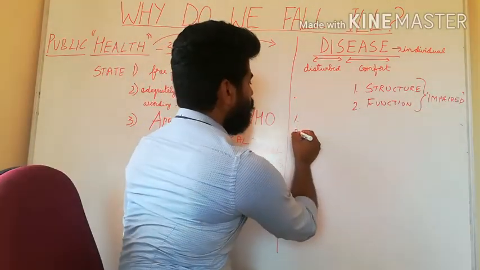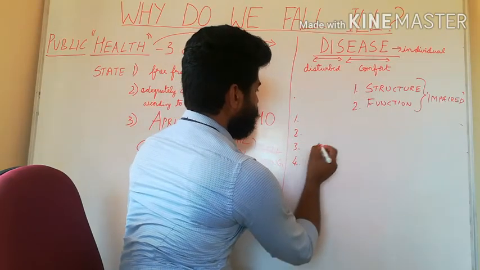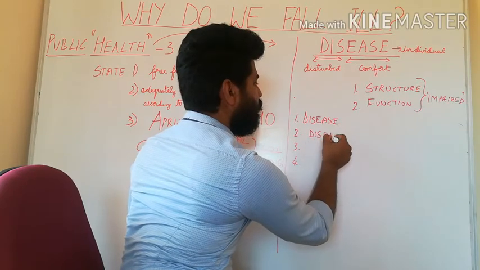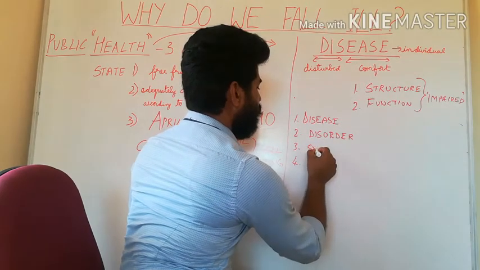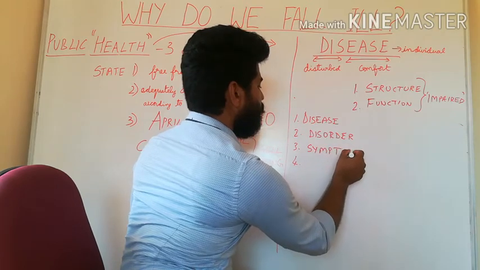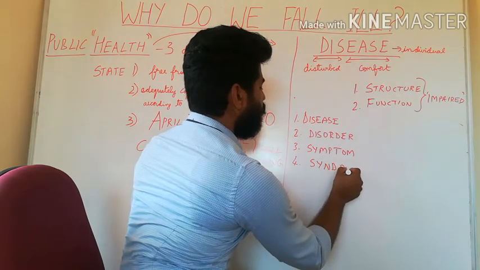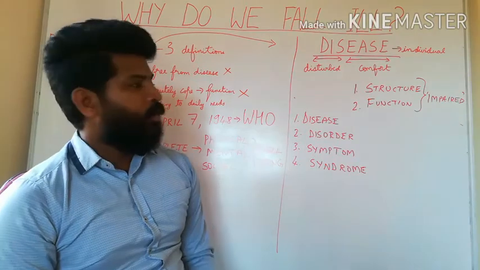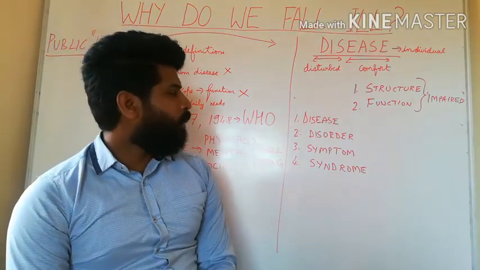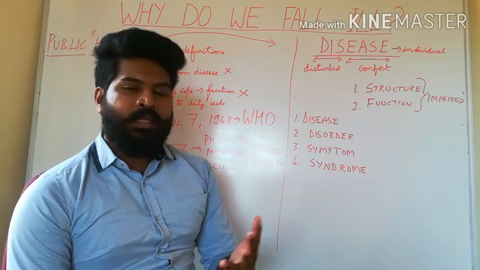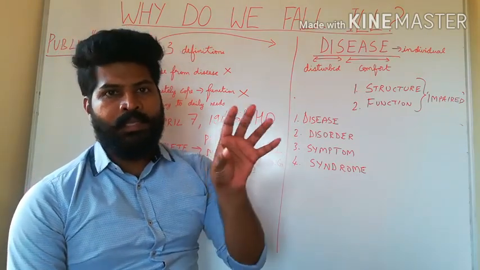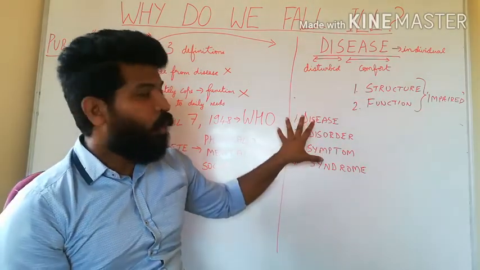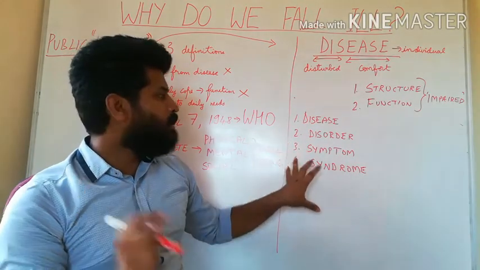There are certain important terms, that is, the difference between disease, disorder, a symptom and a syndrome. It is very important to understand these terms. For instance, in the case of a blind person, the eye organs exist but he or she is not able to see. That cannot be called a disease. Why? We will discuss that.